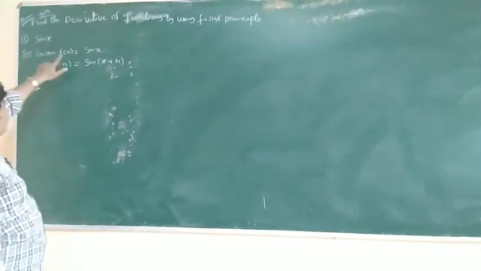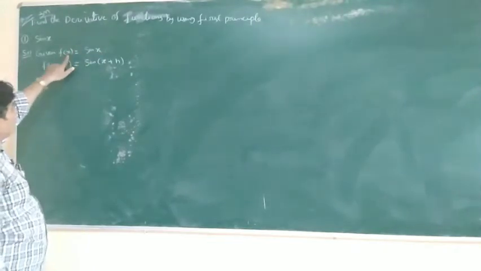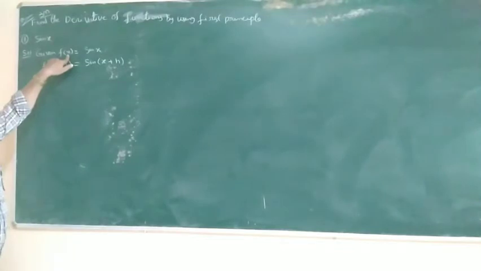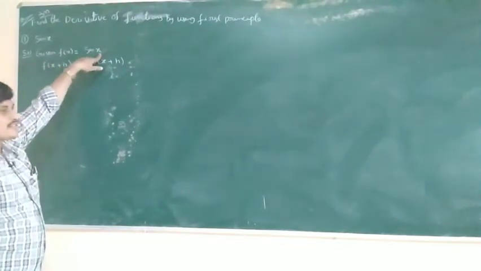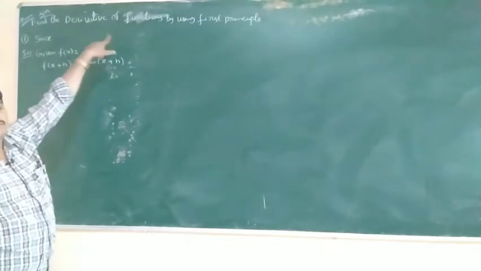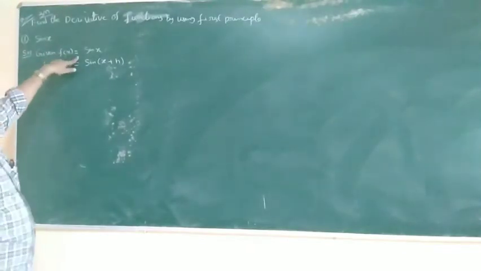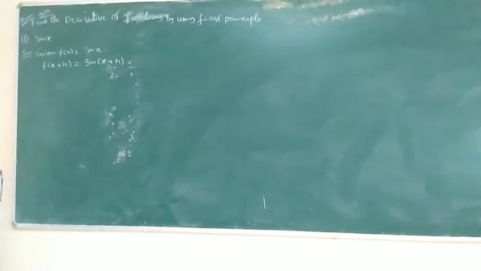For example, f of x is equal to sin x. f of 45 degrees is equal to sin of 45 degrees, which is 1 by root 2. f of 90 degrees is equal to sin of 90 degrees. Okay.